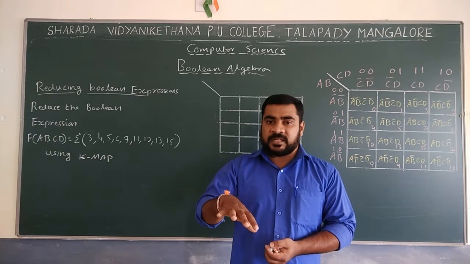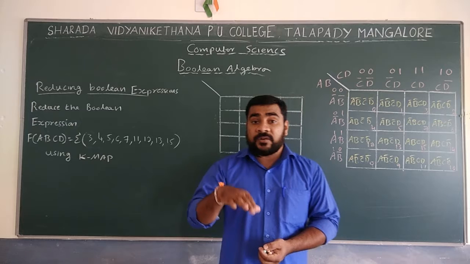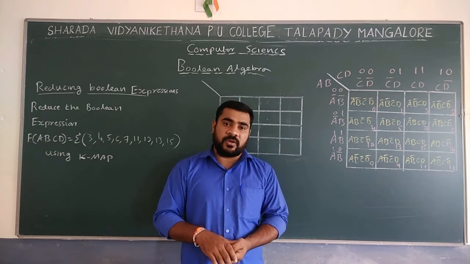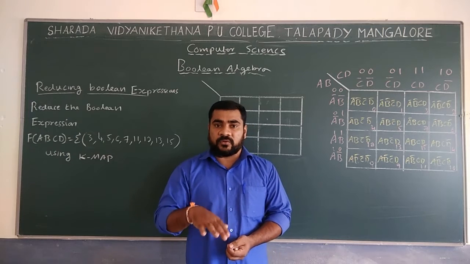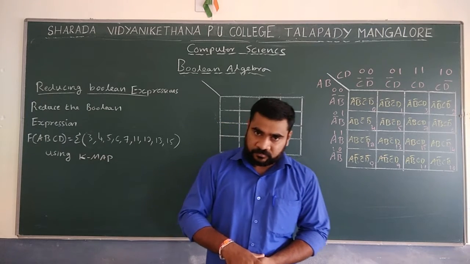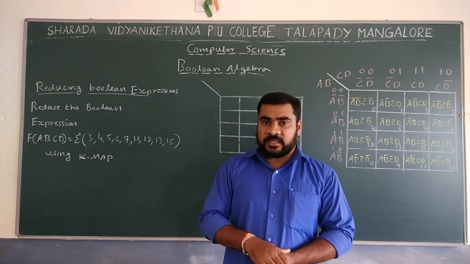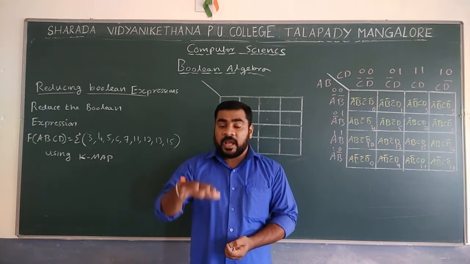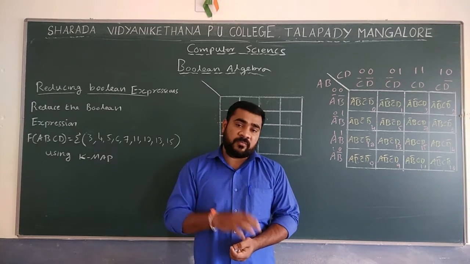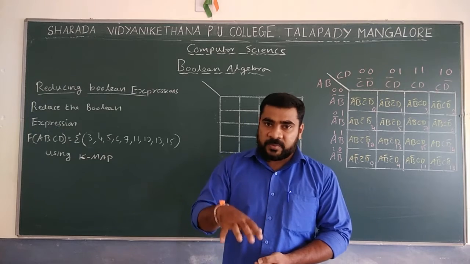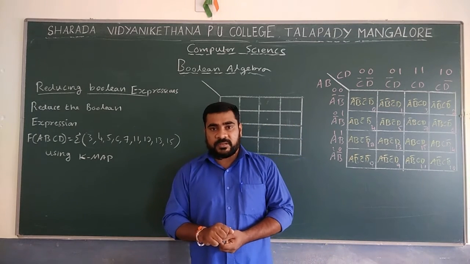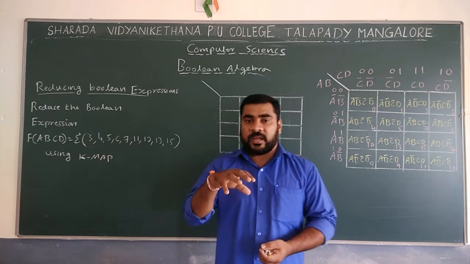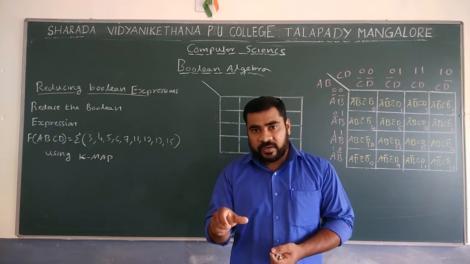Whichever method is required for a particular question, we are going to apply it and then reduce the Boolean expression. That is what we are going to discuss in this session. Remember, this is an important session. In Boolean algebra we mainly get 5 mark questions, and that 5 mark question is based on this topic: using the K-map, we have to reduce the Boolean expression.